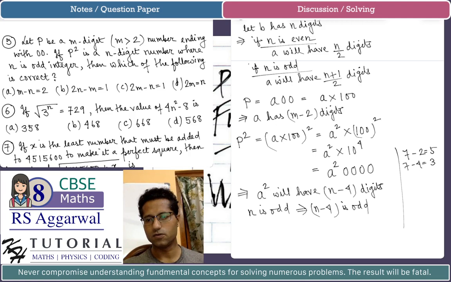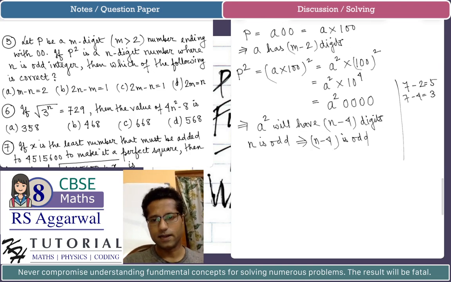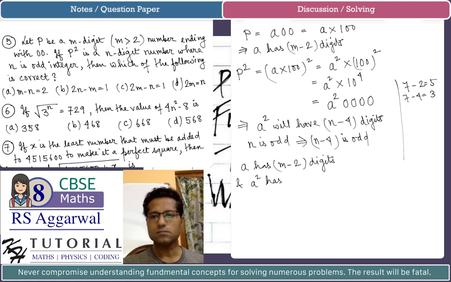And what is n minus 4? n minus 4 is the number of digits in A square. So we are having that A has m minus 2 digits, and we are having A square is having n minus 4 digits.